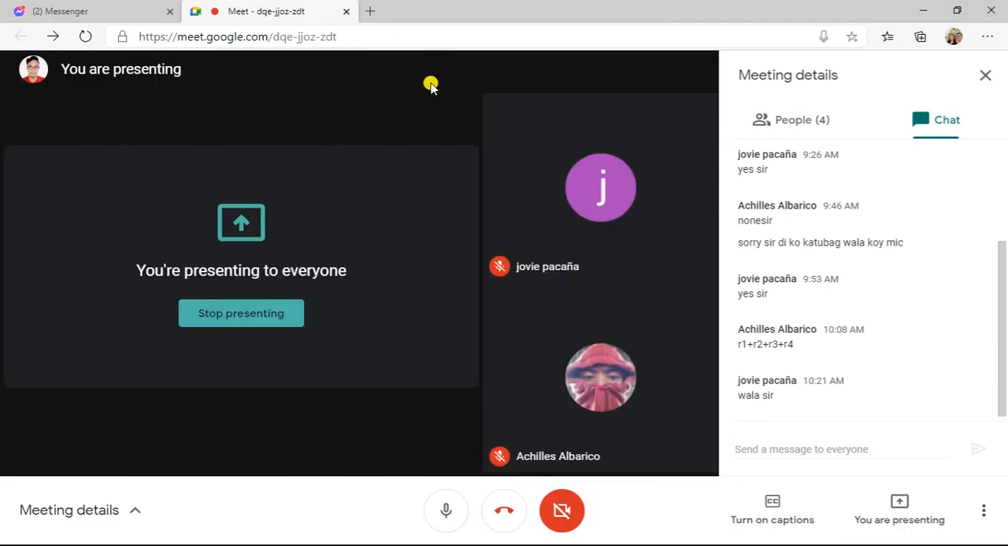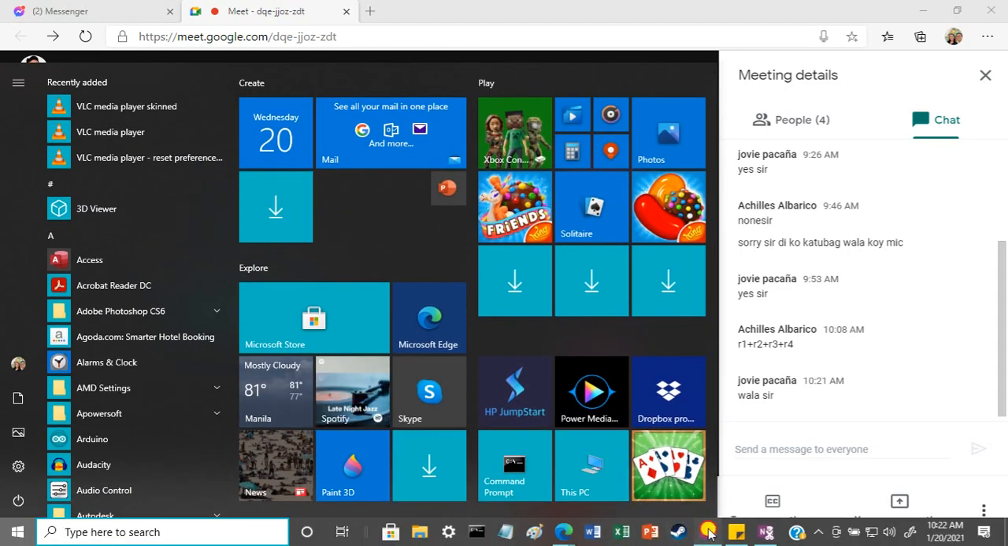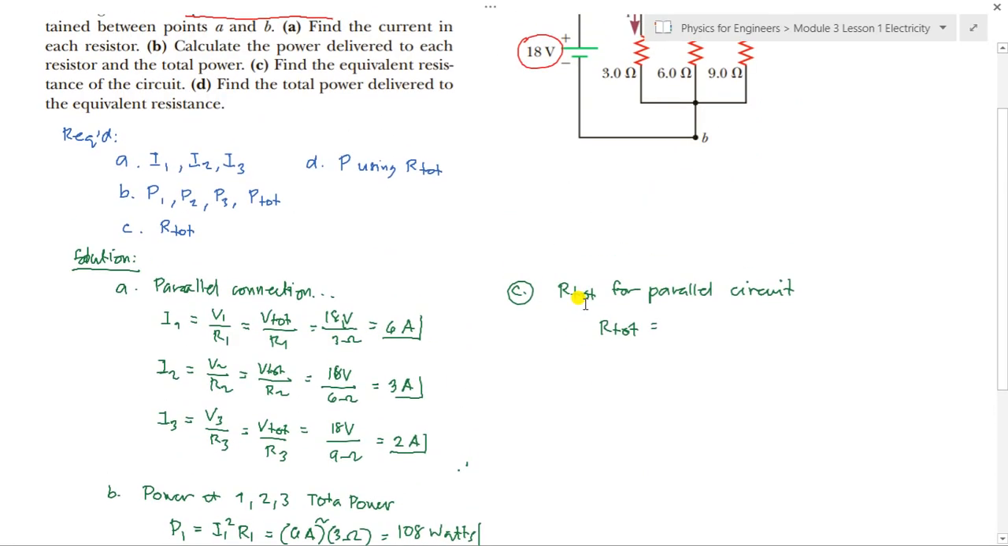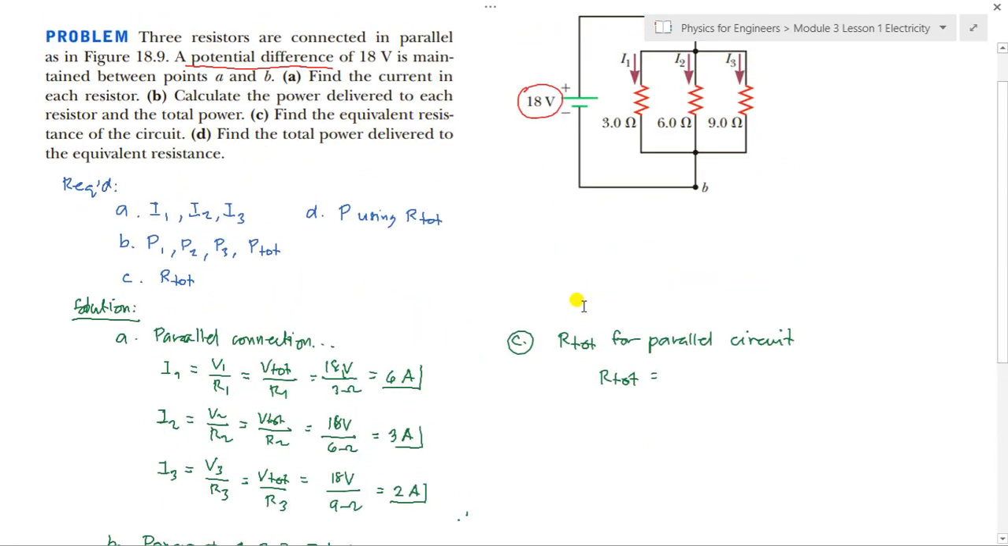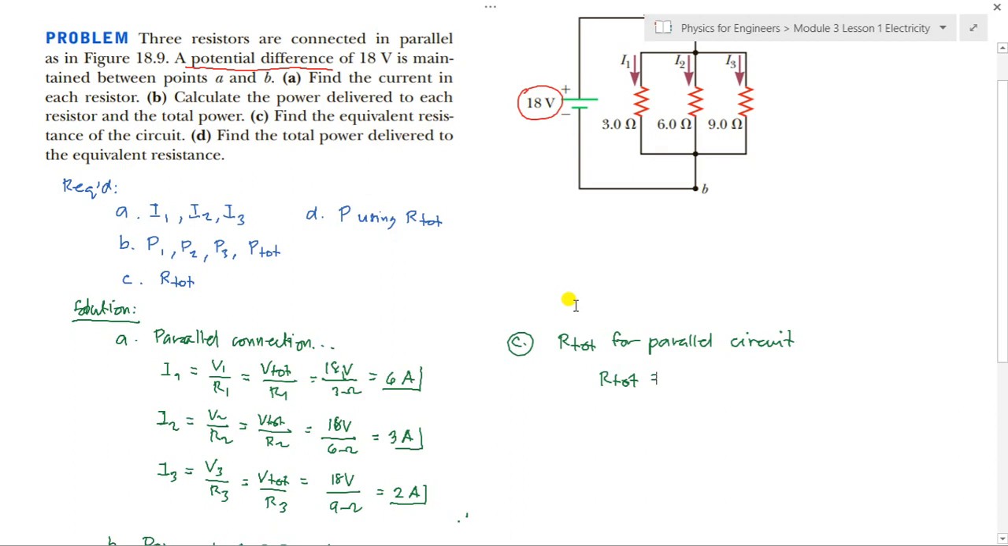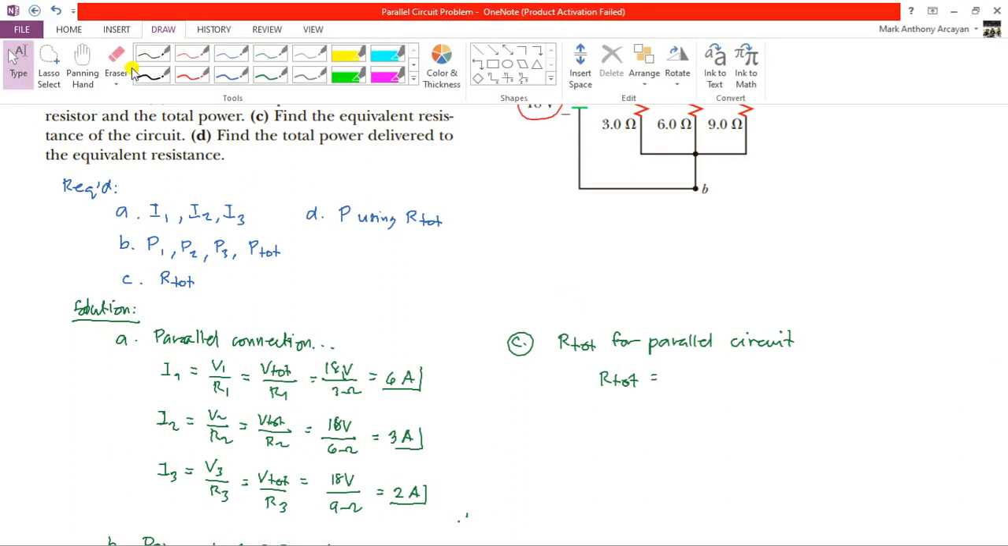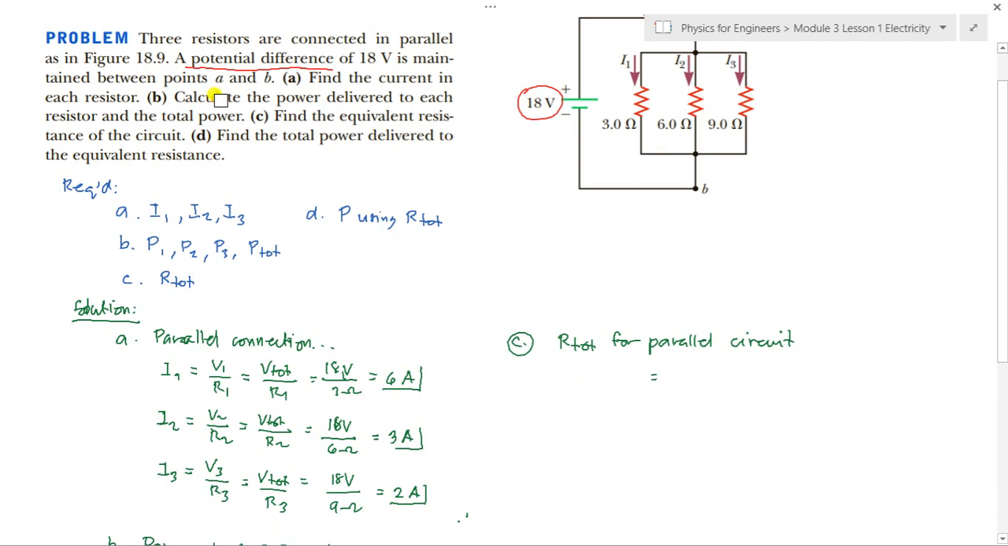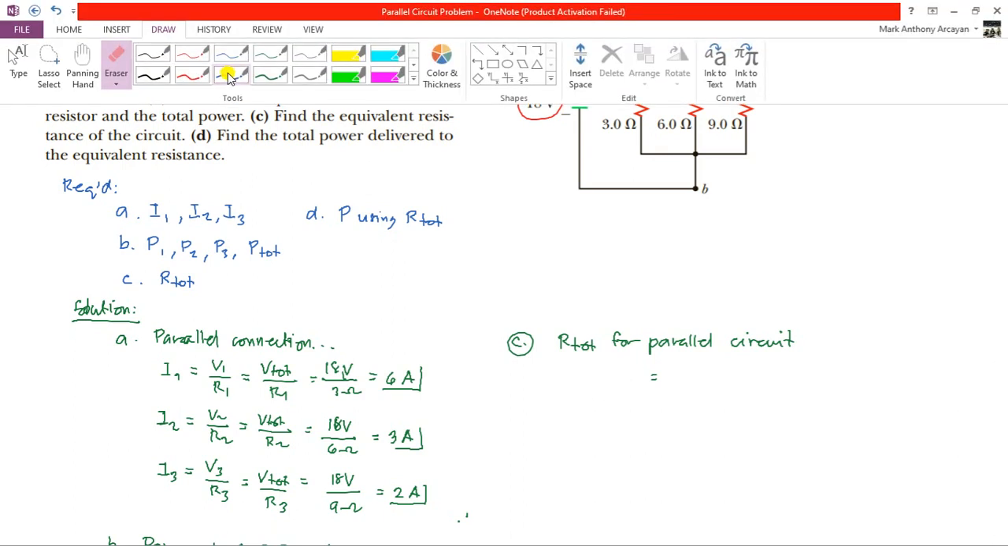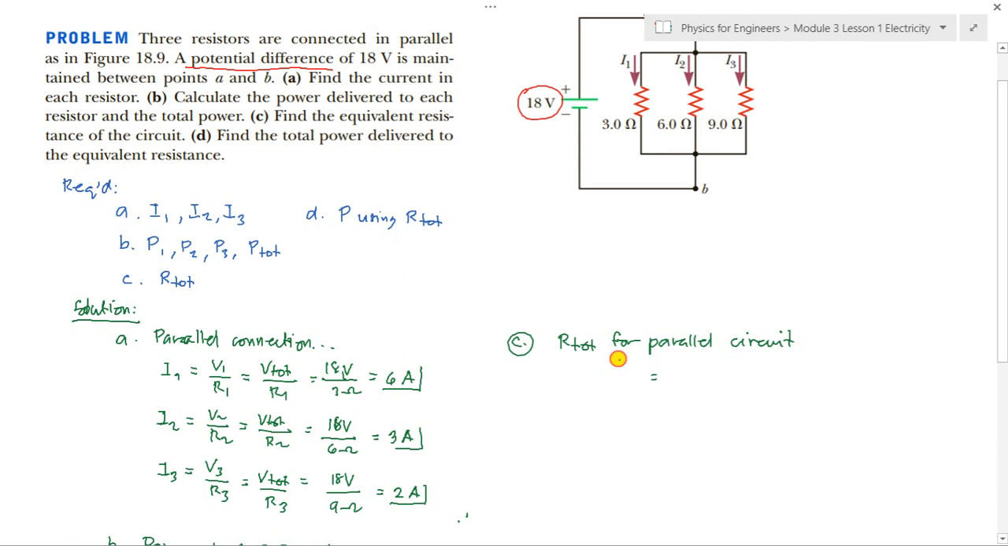Unsa man to? Same ra ba? Sum ra ba sa R1 plus R2 plus R3 or lahi? Di ba lahi mag-formula no? Di ba for parallel circuit, di na siya sum sa individual resistance. For parallel, that is 1 over R total is equals to 1 over R1 plus 1 over R2 plus 1 over R3.